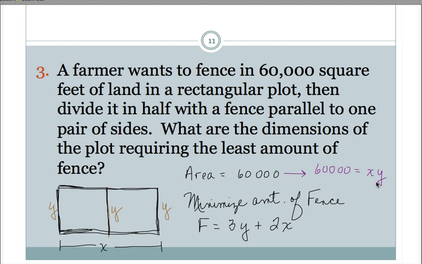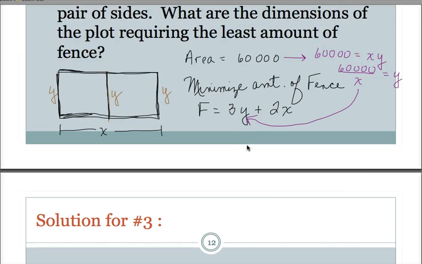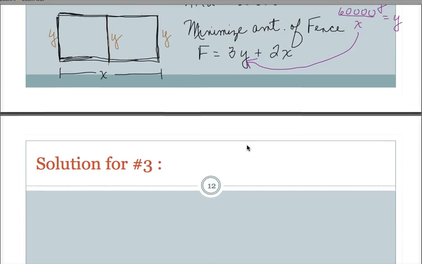Now you can decide which variable you want to solve for. It really doesn't matter. I'm going to solve for Y just because that's how I have it written out. So I'm going to have 60,000 over X is equal to Y, and I'm going to put that in there. That will allow everything to now be in terms of X. Okay, so let me write out what that would look like.